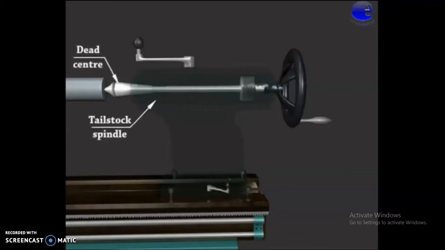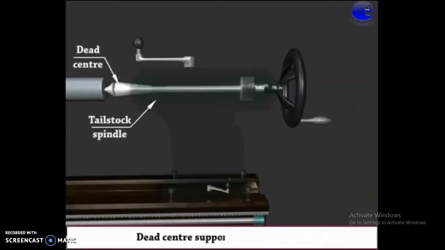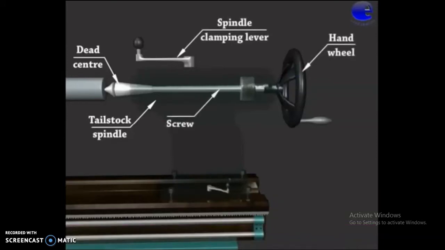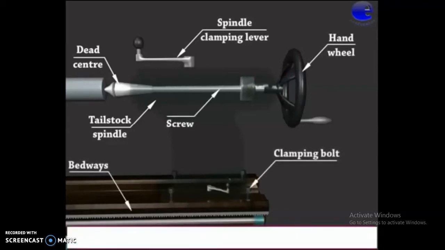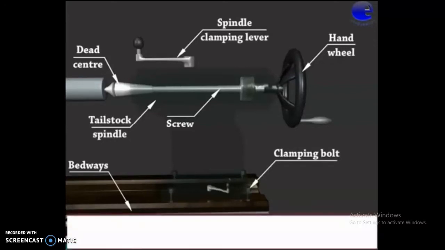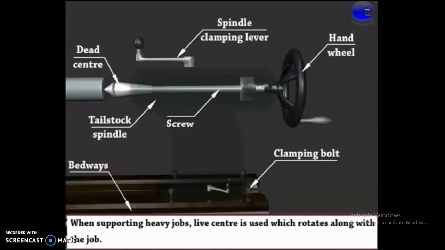Tailstock: spindle, dead center. The dead center supports the workpiece. Spindle clamping lever, hand wheel, screw, bed vise, clamping bolt. The tailstock can be moved left or right over the bed vise. When supporting heavy jobs, a live center is used, which rotates along with the job.